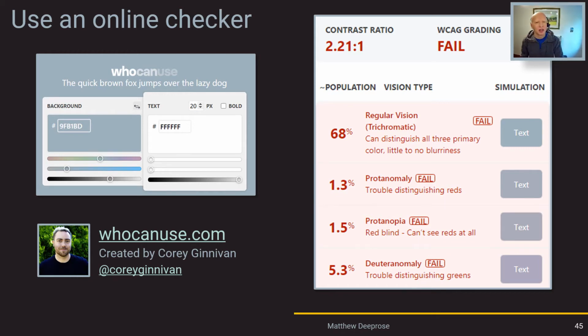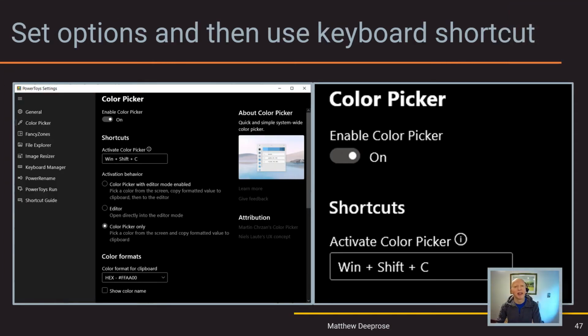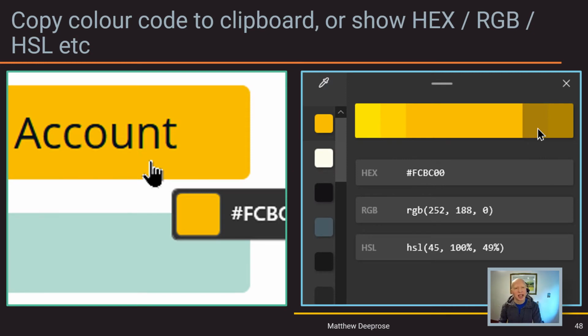But how do you know what those codes for your colors are? Well, I recommend using Microsoft's free PowerToys suite of utilities. It has a very handy color picker tool that you can turn on and then use by pressing a key combination, and it will tell you the HTML, RGB and HSL values for a color that you select from on screen.